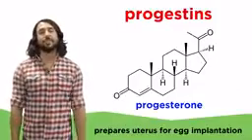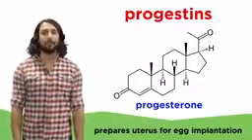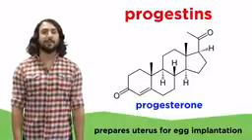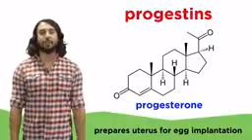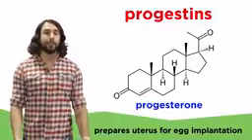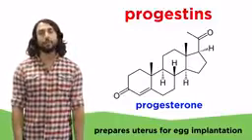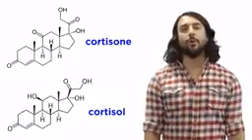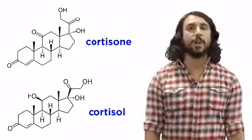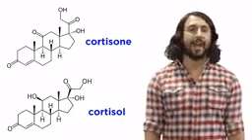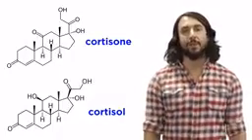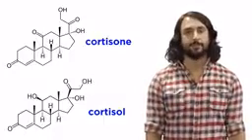And progesterone is the most important pregnancy hormone, which prepares the uterine lining for implantation of a fertilized egg and suppresses further ovulation during pregnancy. Other hormones like cortisone and cortisol regulate many other biological activities, like metabolism and controlling inflammation.